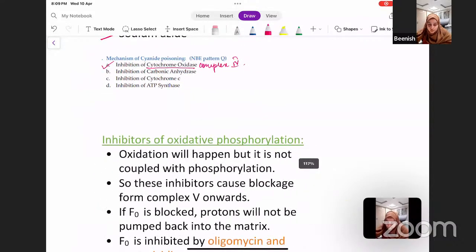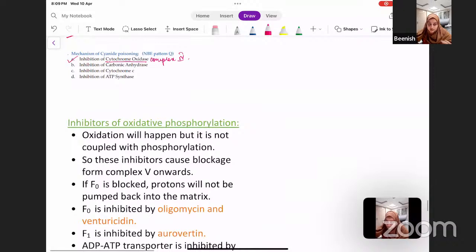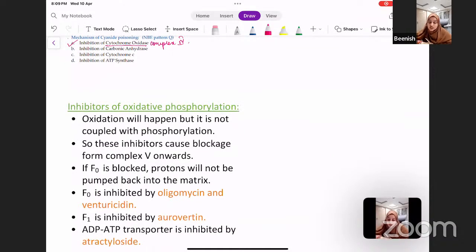Now moving on to inhibitors of oxidative phosphorylation. Oxidation will take place, but it is not coupled with phosphorylation. So with these inhibitors, the phosphorylation is affected. And phosphorylation was taking place by complex 5, that is your ATP synthase. So these inhibitors cause blockage of complex 5 onwards, because before that, complex 1 to 4 are involved in oxidation.